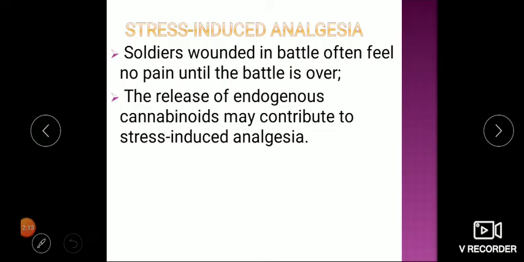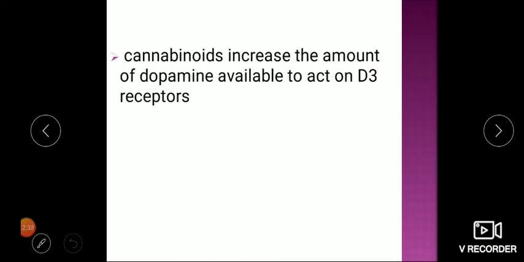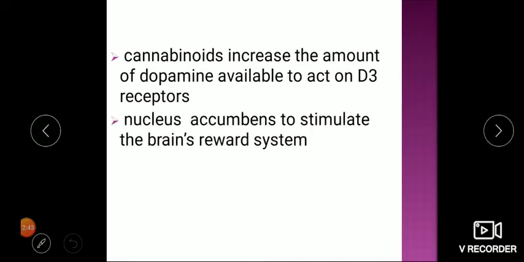So this stress induces release of endogenous cannabinoids. So cannabinoid 1 receptors are located in many brain regions, and activation of this receptor accounts for the euphoric action of cannabinoids. Euphoria means sense of well-being. They have got elation, a sense of well-being, so that alleviates the pain. So cannabinoids increase the amount of dopamine available to act on dopamine 3 receptors in the nucleus accumbens to stimulate the brain reward system. So the brain gets rewarded. In the reward they get euphoria, and the pain is totally suppressed.